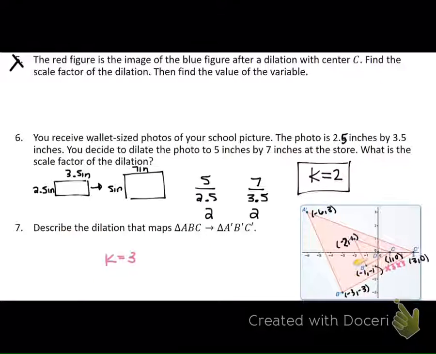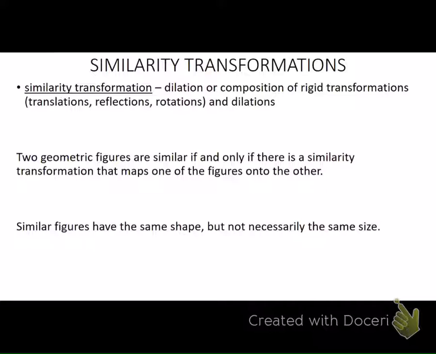All right. So similarity transformations. A similarity transformation is a dilation or a composition of a rigid transformation. So remember, our rigid transformations were translations, reflections, and rotations, and a dilation. So it has to include a dilation of some sort, okay? It either can just be a dilation or can include one of those rigid transformations we learned with a dilation. So two geometric figures are similar if and only if there is a similarity transformation that maps one of the figures onto the other. Similar figures have the same shape but not necessarily the same size.